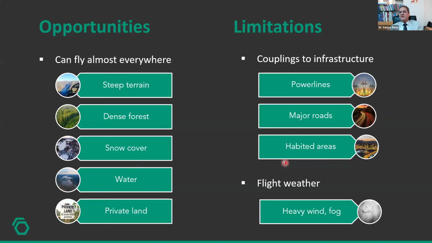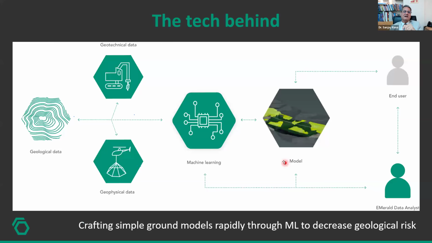Limitations are there: coupling to infrastructure, so power lines, major roads, habitat areas. Flight is affected by weather, so heavy wind and fog will have limitations, but generally it is a very, very good method for quick study. And the tech behind it is this: you have geological data, you have geotechnical data from whatever drilling is available, and you have geophysical data.